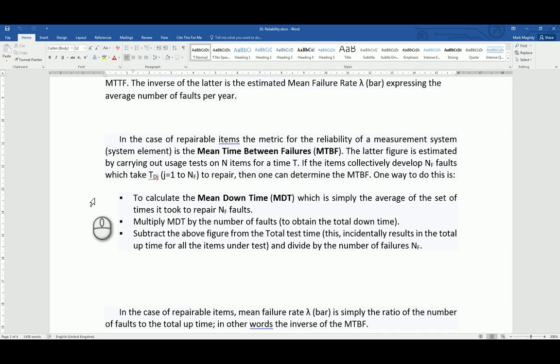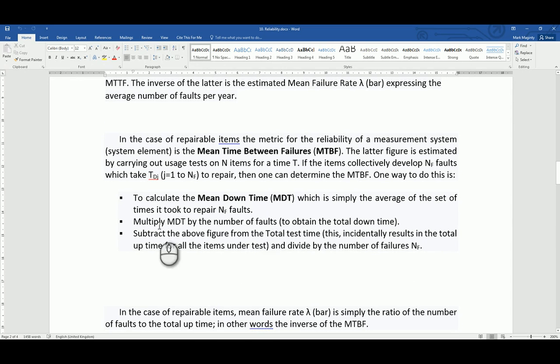So the latter figure is estimated by carrying out usage tests similar to before on n items for a certain length of time. If the items collectively develop nf number of faults, which take tdj to fix, then one can determine the mean time between failures. One way to do this is to calculate the mean downtime, which is simply the average of the set of times it took to repair the faults.